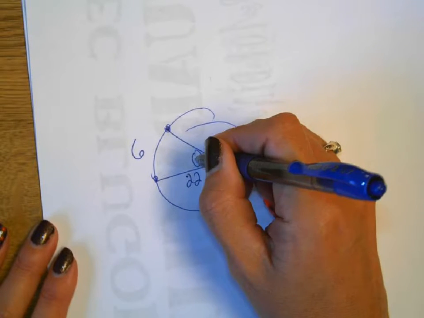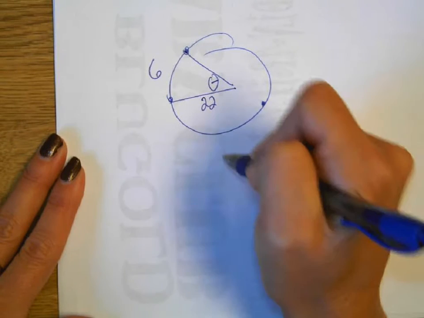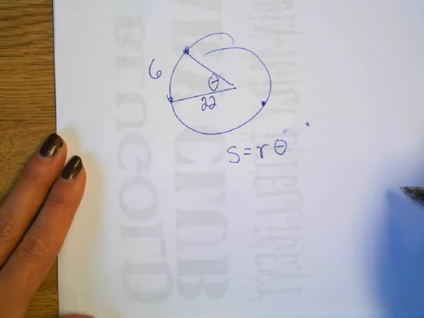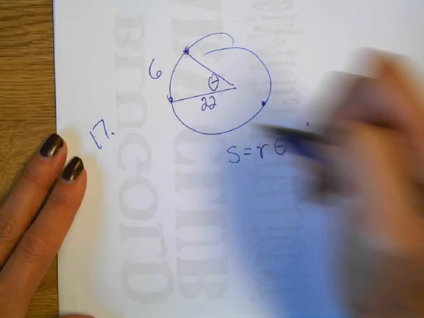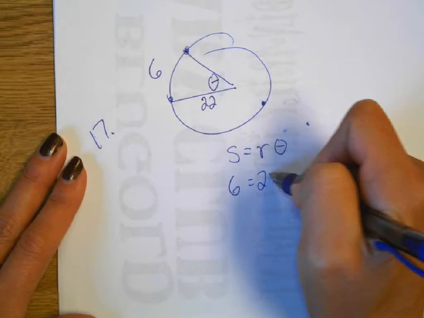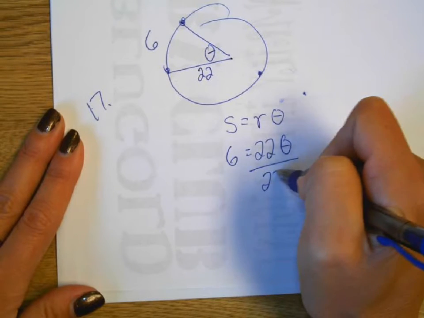Find the angle between the two points. What formula are you going to use? S equals R theta. The S is 6 and the radius is 22. Solve for theta. I have to divide.